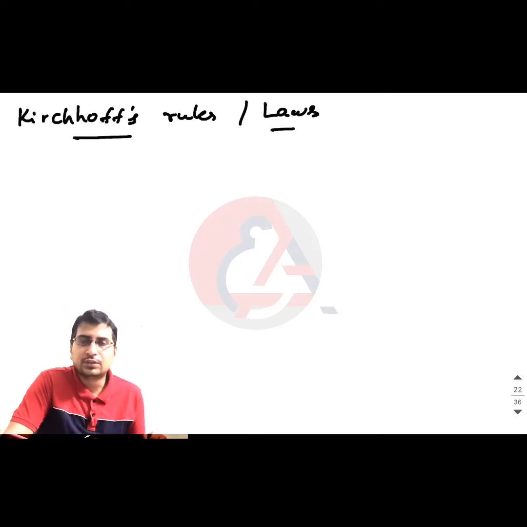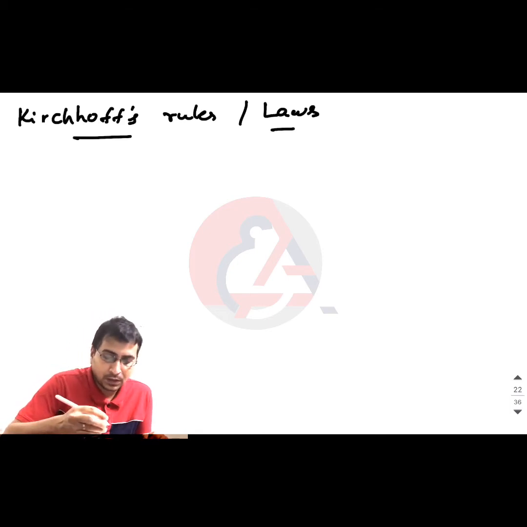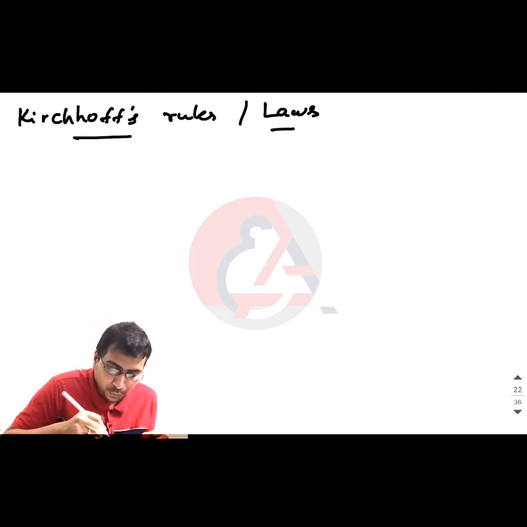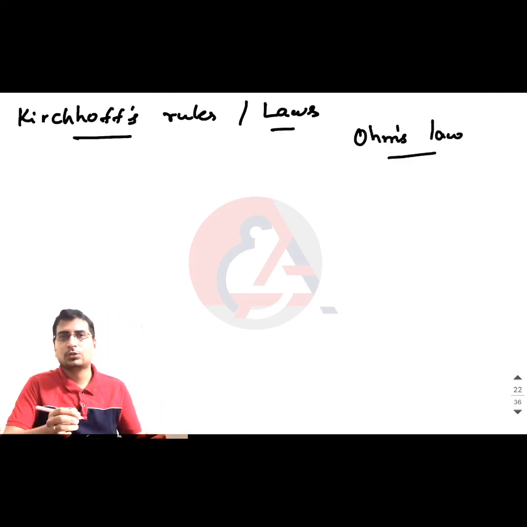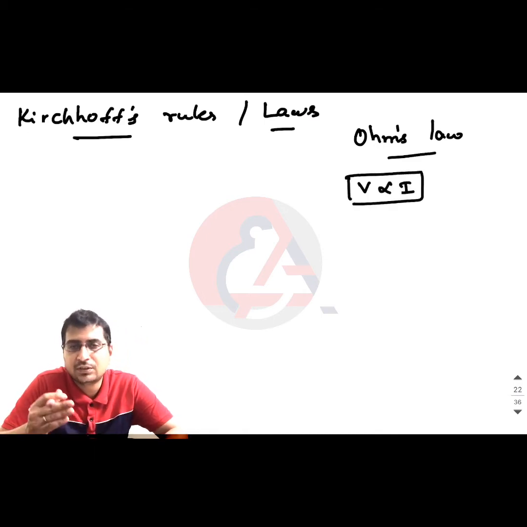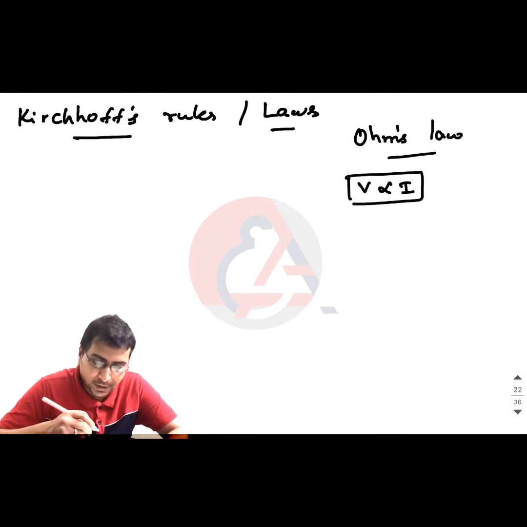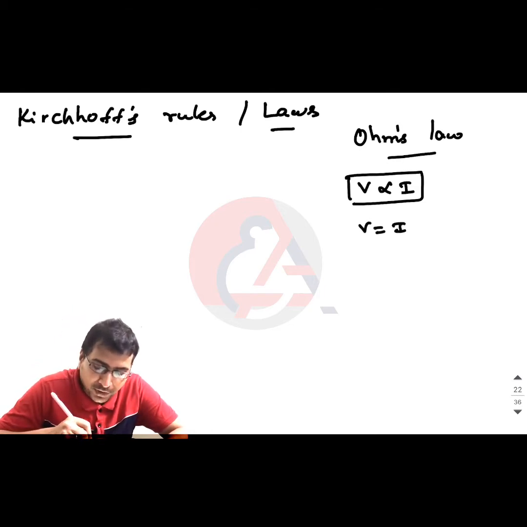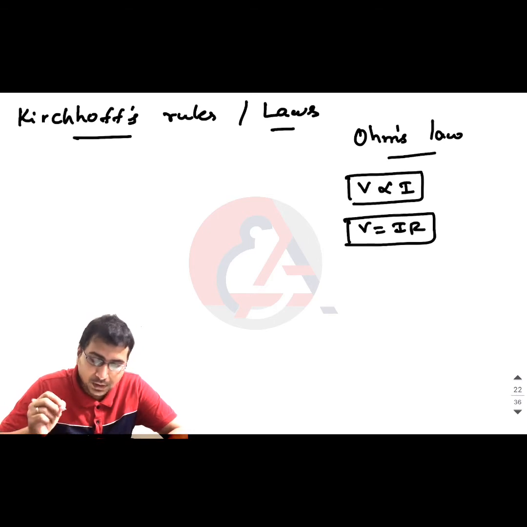The next topic of discussion is Kirchhoff's rules or laws. We have previously discussed Ohm's law, right? So in this chapter we saw what Ohm's law is. We learned that the potential difference is directly proportional to the current at a given temperature. That means the temperature is supposed to be constant for this particular law to be applicable. Then we have the formula V is equal to IR, right?